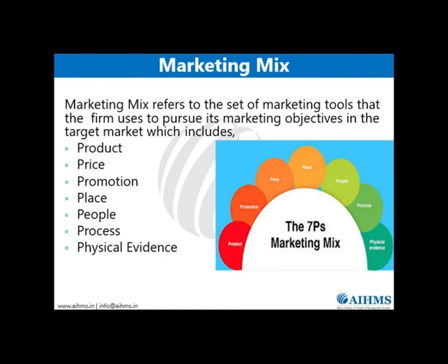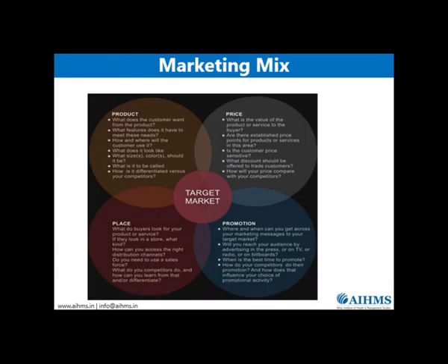So this takes us to a new concept called the marketing mix. What is a marketing mix? It is a set of marketing tools that the firm uses to pursue its marketing objectives. It is also known as the 7 P's of marketing. What are those P's? Number one is product, the second is price, then promotion, place, people, process, and physical evidence, and we will come to them one by one. So let us talk about the first thing, that is the product.